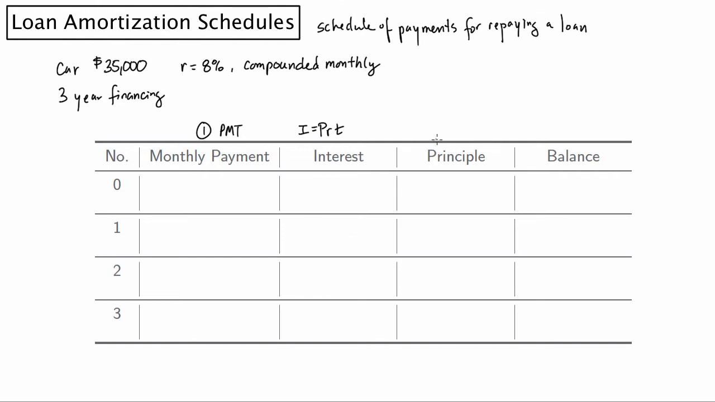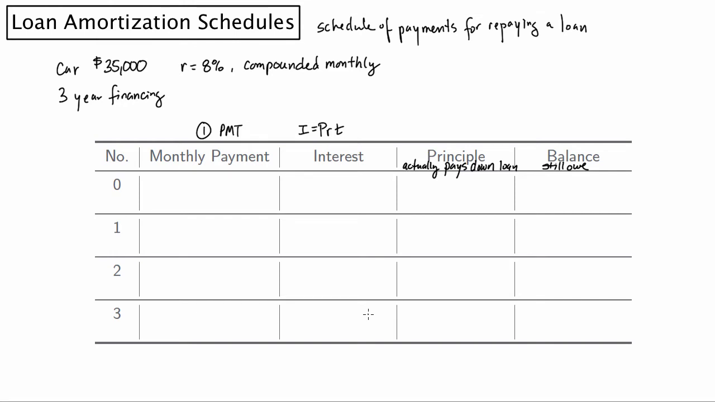And then the principal amount is the amount that actually pays off the loan. So this actually pays down the loan. And then the balance is how much money you still owe. We're going to talk about each of these as we go through.